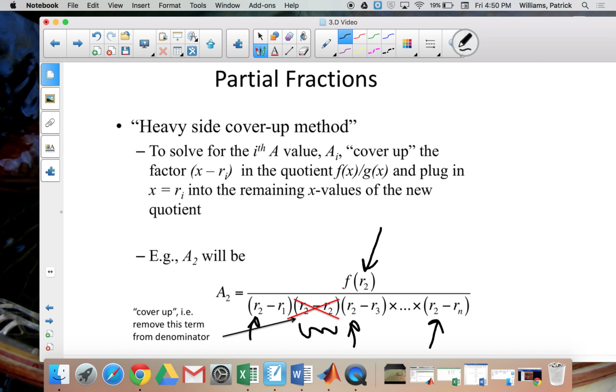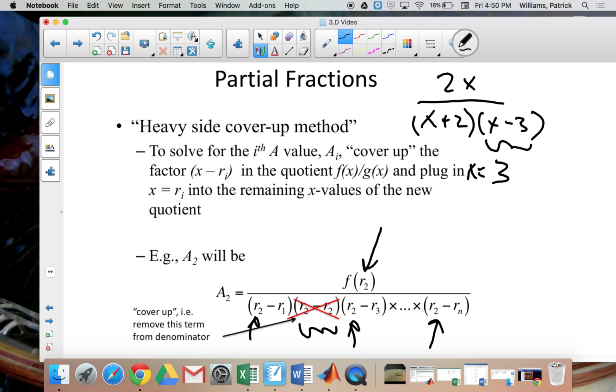So again, if we do the example we had before, if our function is 2x over (x plus 2)(x minus 3), what we'll do is we say, okay, the root of this second one is 3, x equals 3, so we cover up this term, just pretend it's not even there, and plug in x equals 3 everywhere we see an x, and we can therefore solve for this constant.